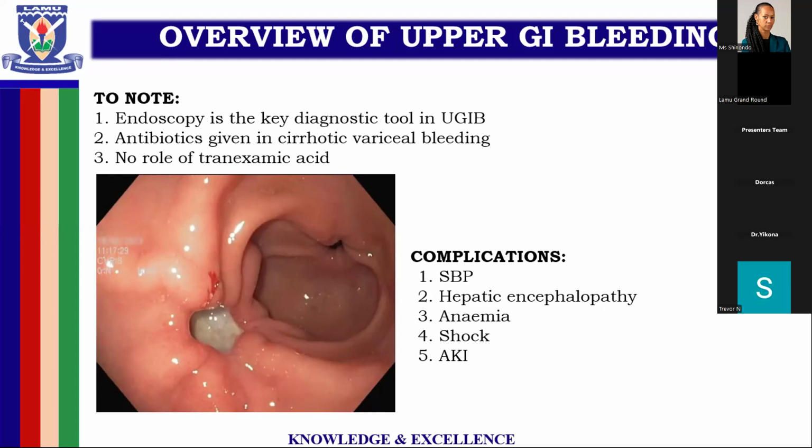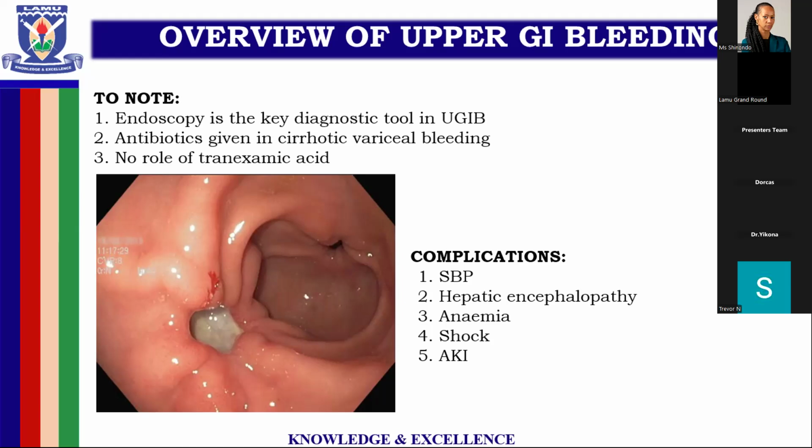However, patients who present with cirrhotic variceal bleeding, that is to say, portal hypertension coming as a result of liver cirrhosis, may benefit from antibiotics as prophylaxis against bacterial infections such as spontaneous bacterial peritonitis. This particular patient's esophageal varices might not have been cirrhotic, but might have been attributed to exposure to freshwater bodies and schistosomiasis. There is no role of tranexamic acid in upper gastrointestinal bleeding.